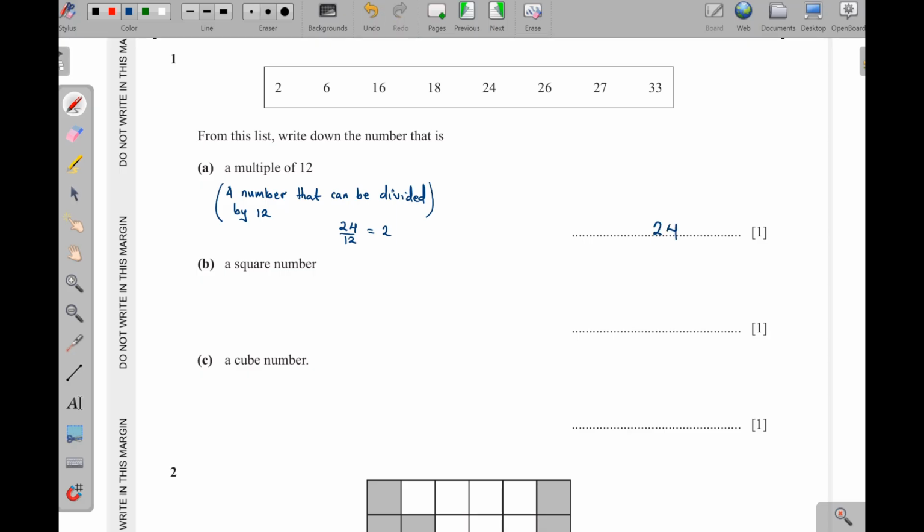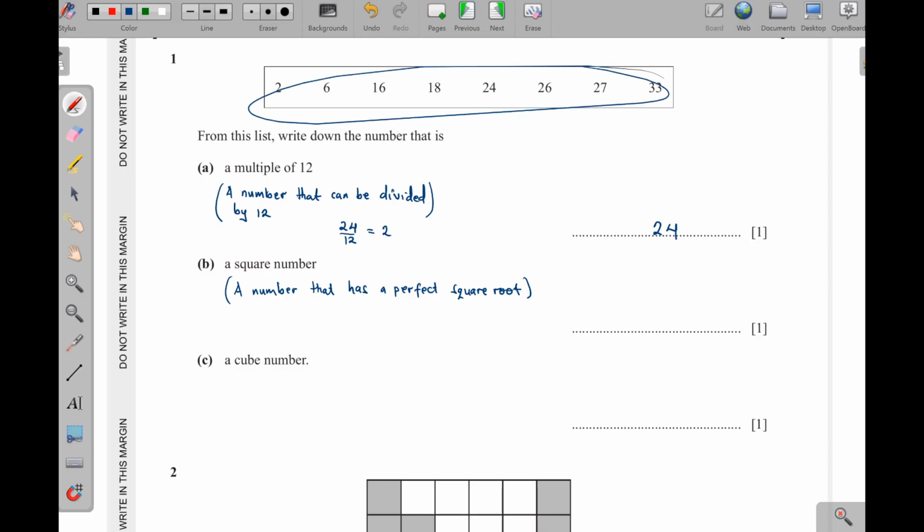And then a square number is a number that has a perfect square root. You don't get decimals. So when we look at these ones here, there is 16 because 16 is 4 times 4. A square number is a product of a number multiplied by itself. You see that? So that is 16.